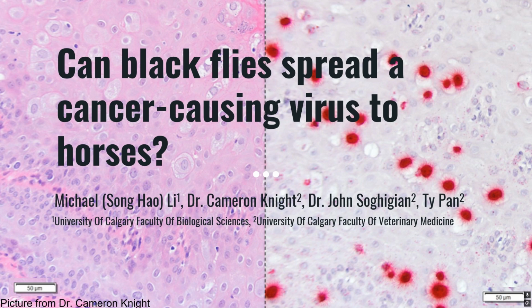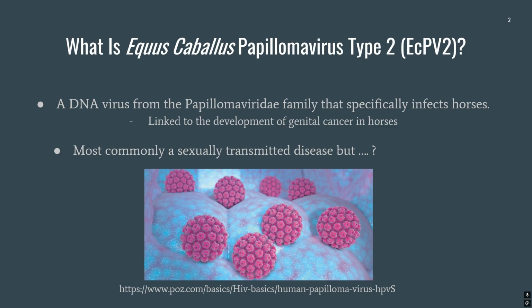My name is Michael, and my project investigates whether black flies can spread a cancer-causing virus to horses. The virus in question is called Equus caballus papillomavirus type 2, or ECPV2. It's a DNA virus from the Papillomaviridae family that specifically infects horses and is often linked to the development of genital as well as throat cancer in horses.